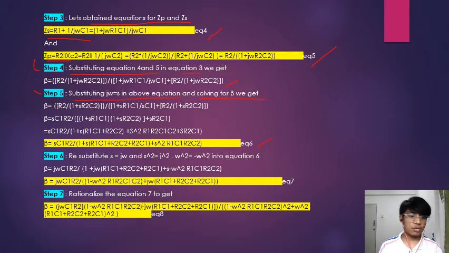And then we move to step 6. We substitute the related equation into equation 6. So we get the new equation, which is equation 7. And then we move to step 7. We rationalize equation 7 to get the long equation like this, and directly get equation 8.